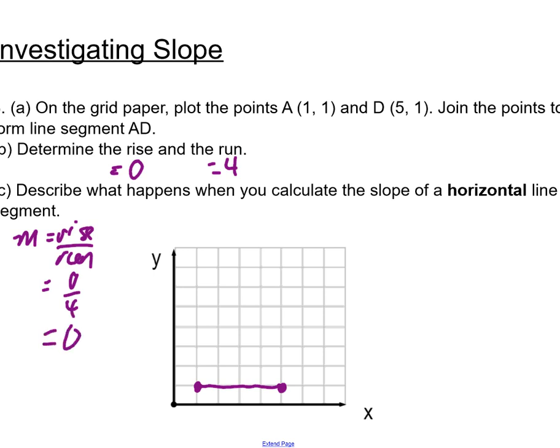This is going to be the case for all horizontal lines. Because any line that's horizontal, this one, all of these lines, none of them have a rise. So they're always going to have 0 on top, and 0 divided by anything will be 0.